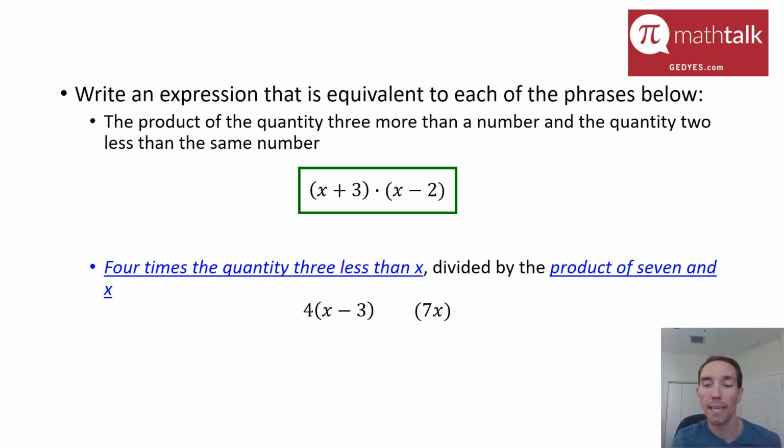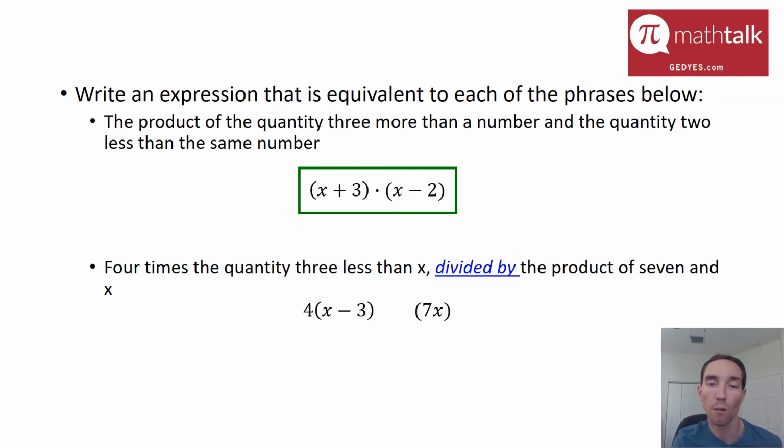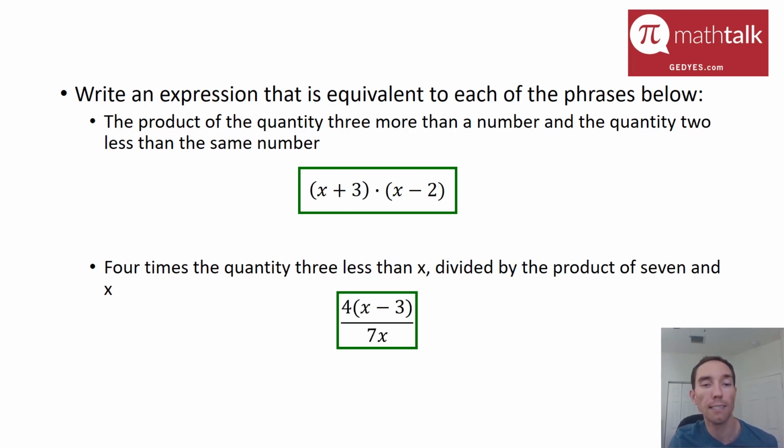All right. And then the other piece of this phrase is divided by. And so obviously that means we need a division sign in the middle of these two. And so we have our expression. Now, typically when you have any kind of expression where you're dividing different quantities, you're going to see it written as a fraction. So most likely you're going to see this final answer written like this, where the first quantity is on top, 4 times the quantity x minus 3, and then divided by, which is the fraction bar, and then the product of 7 and x.